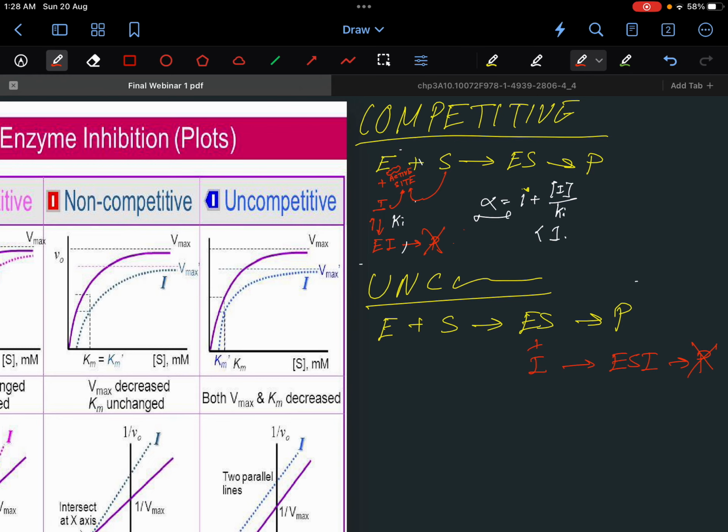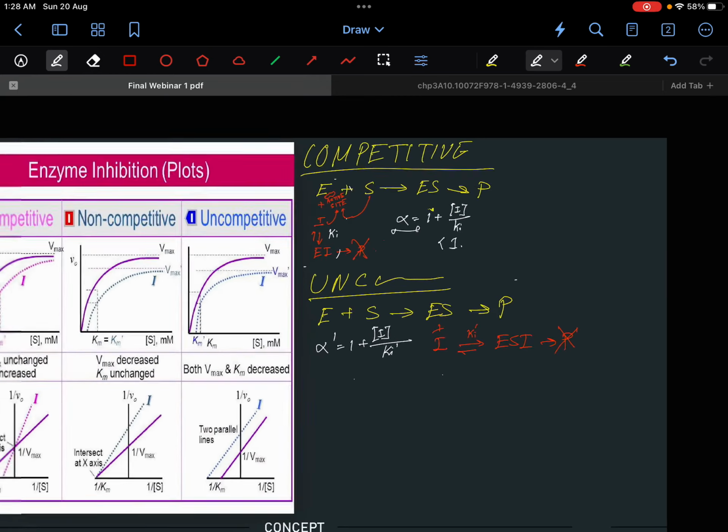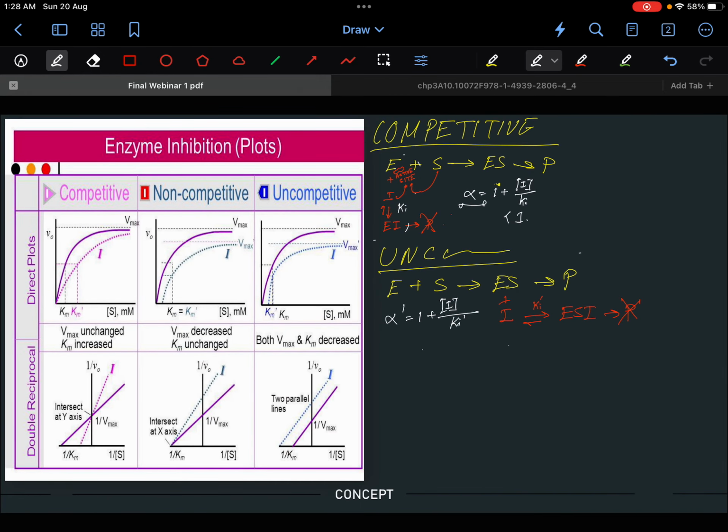Then there is another reaction, so there will be a Ki also, but this is denoted as Ki dash. Let me write it clearly. This will be Ki dash, and similarly there will be alpha dash equal to 1 plus the inhibitor concentration divided by Ki dash. This is the alpha dash.